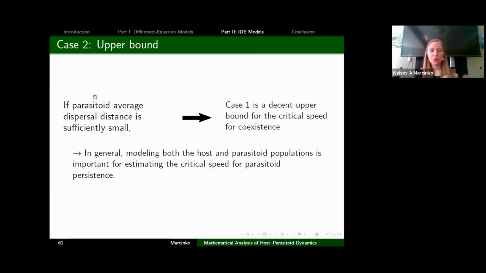The conclusion I can draw from this upper bound investigation is that if the parasitoid average dispersal distance is sufficiently small, then case 1 is a decent upper bound for the critical speed for coexistence. But in general, if I make assumptions about the host population to reduce to the case 1 single IDE, I lose the ability to get a good estimate of the critical speed for the parasitoid persistence. This suggests that it really is important to model the dynamics of both species to get a handle on persistence of the parasitoid species.